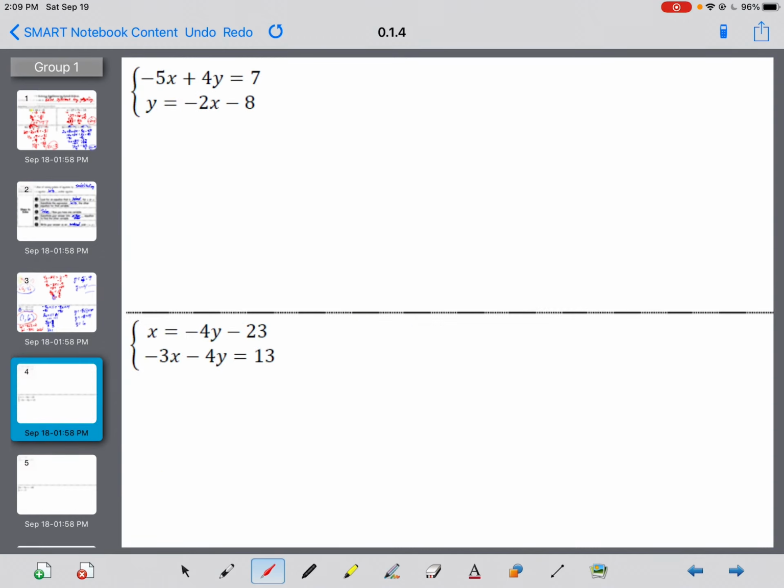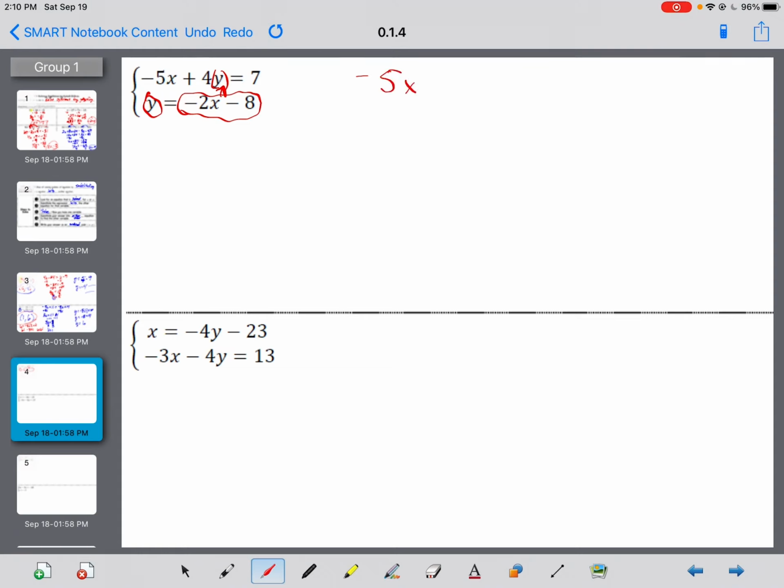Now, this equation is a little different. When I look at both of them, the top one is not set up so that one of the variables equals all of the stuff on the other side. I've got negative 5x plus 4y equals 7. That's standard form, ax plus by equals c. But the y is right here, and I know what y is equal to, so I can plug all of this stuff in right there.